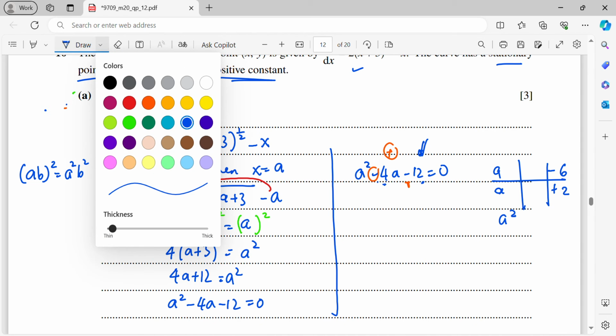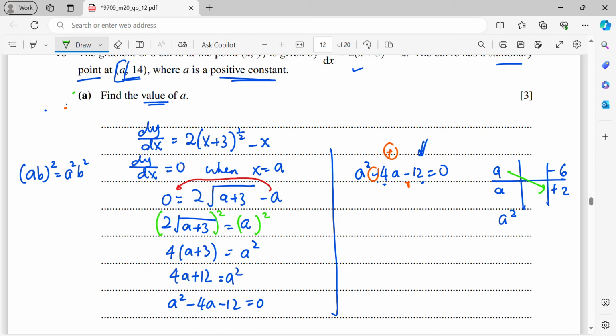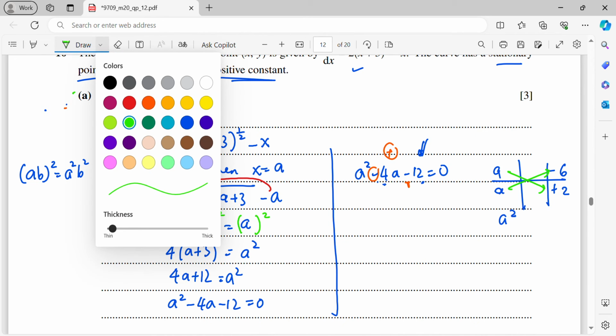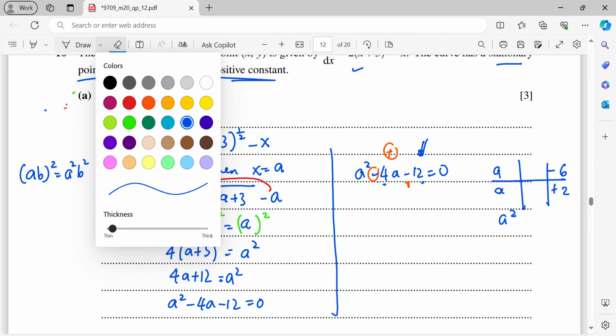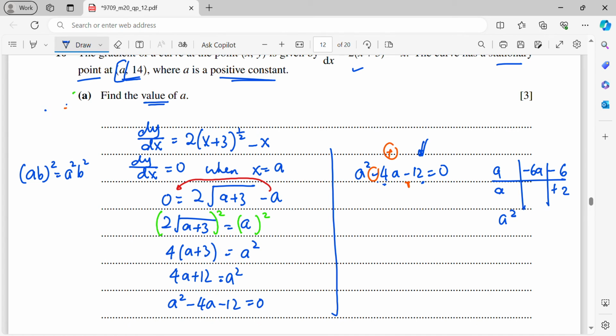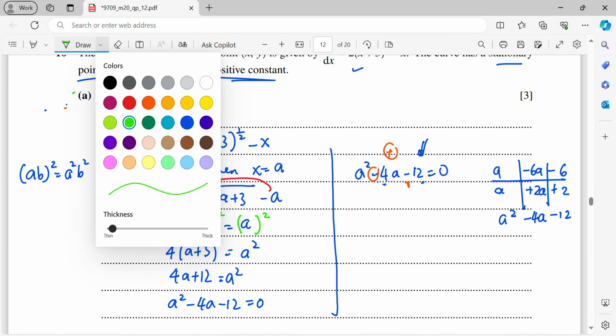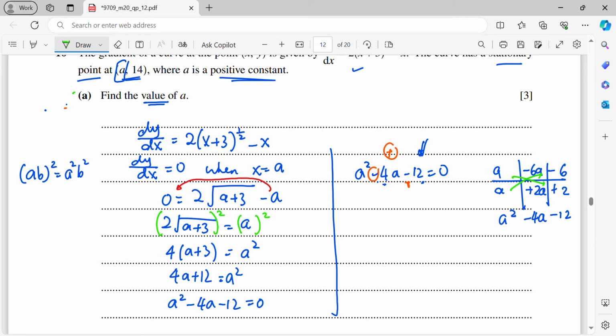Then the next step is just to use cross multiplication. In the middle column, when you multiply, I will get minus 6a. Then the middle column here will be plus 2a. So when added together, it will be minus 4a. And then the last column, you multiply, that will be minus 12. So exactly the same.